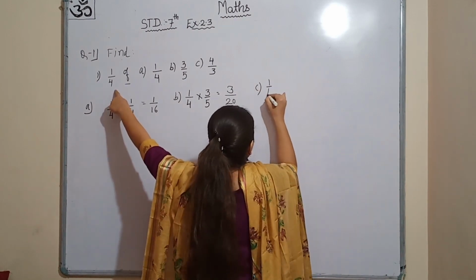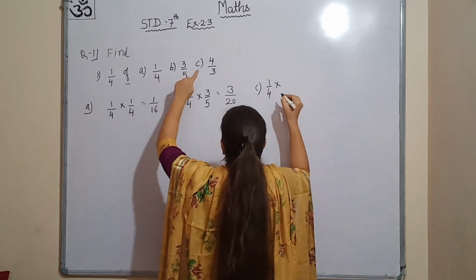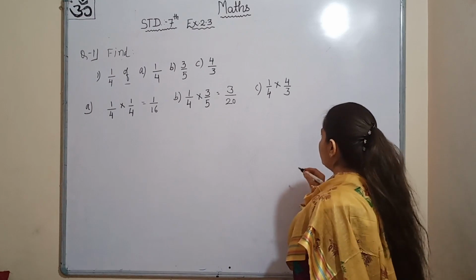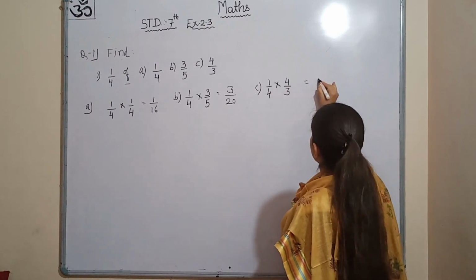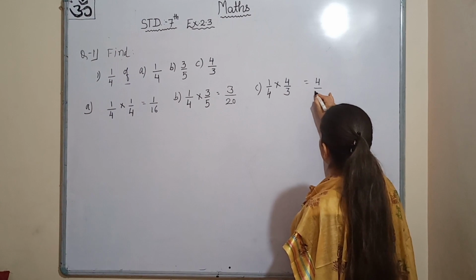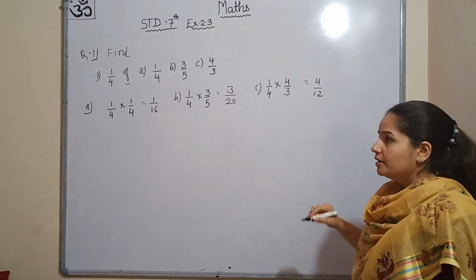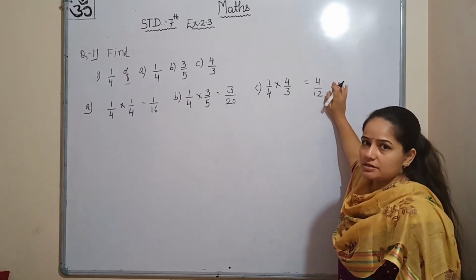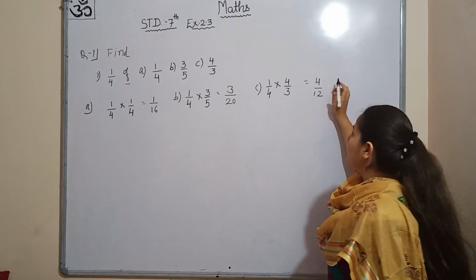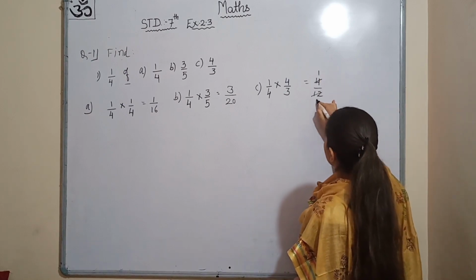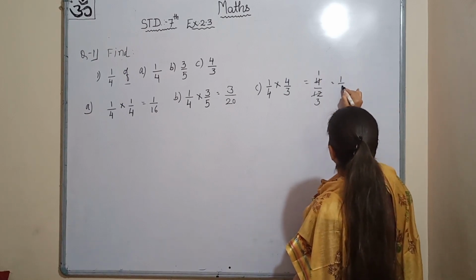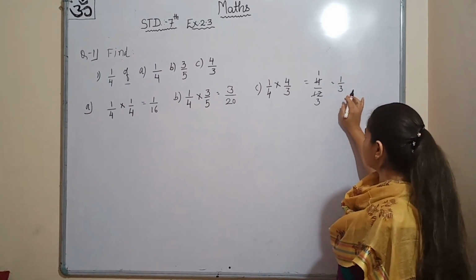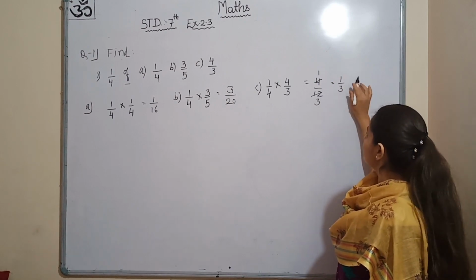1/4 of means multiply, and 4 upon 3. Okay, now we'll multiply this. 1 4s are 4 and 4 3s are 12. Here you can see we can cancel this number because 12 comes in 4's table, so we can cancel out the 4 and 12 both. So 4 1s are 4 and 4 3s are 12. 1/3 will be the remainder and it will be your answer as well.